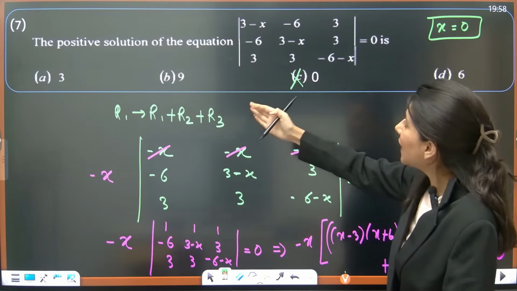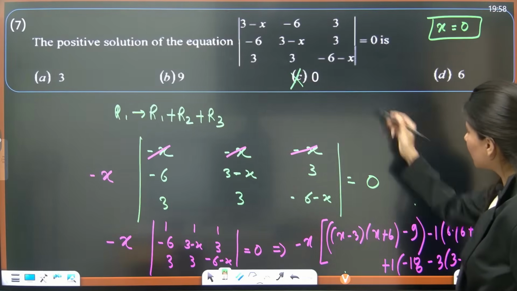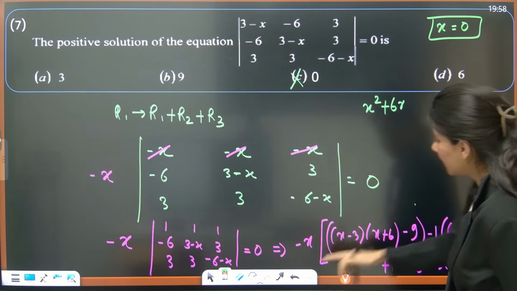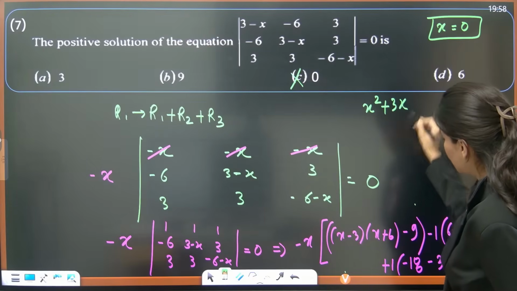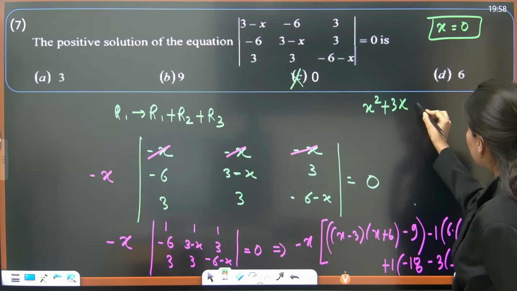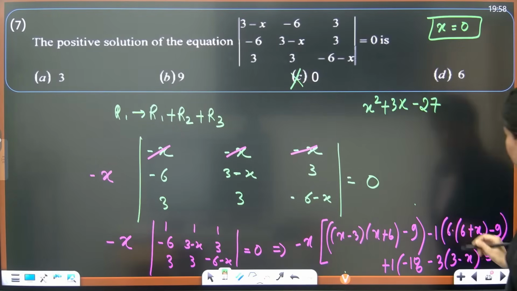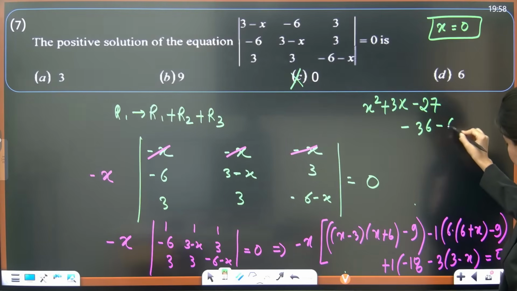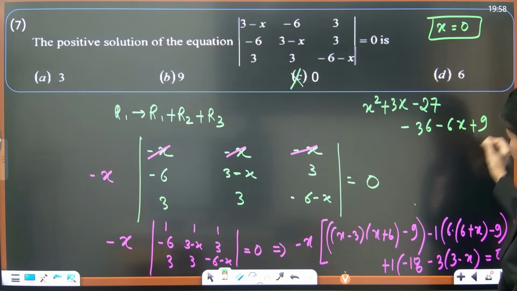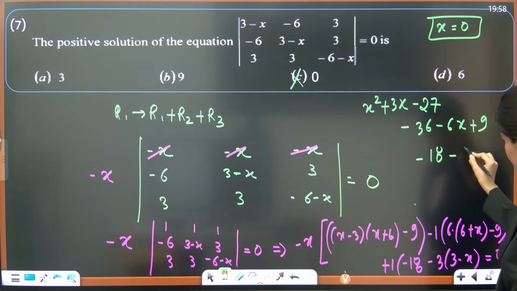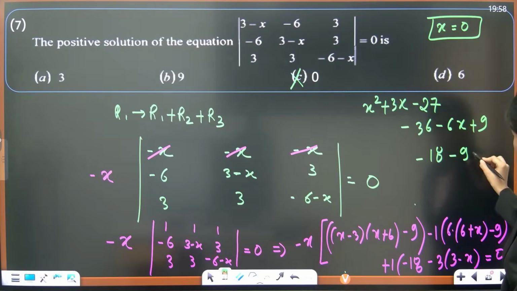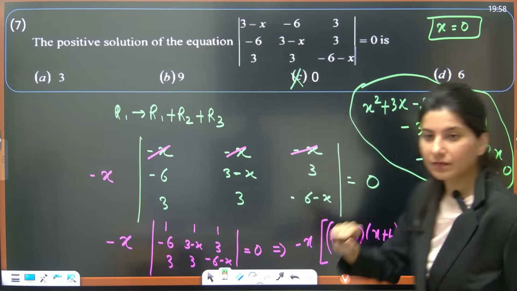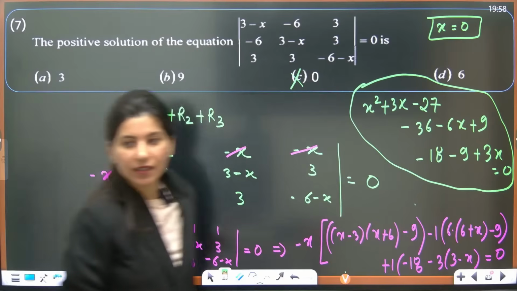So 3, 9 and 6. Now from here also you can do, this is actually x square plus 6x plus 3x. And this is minus 18, correct? Minus 27. From here, what do you get? Minus sign. You are having 6 6 are 36. Minus 6x and minus minus plus 9. This is minus 18 minus 9 and this is minus minus plus 3x equals to 0. Okay, this is what you have to solve. Correct answer D you are saying.